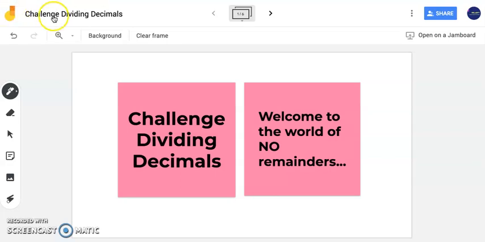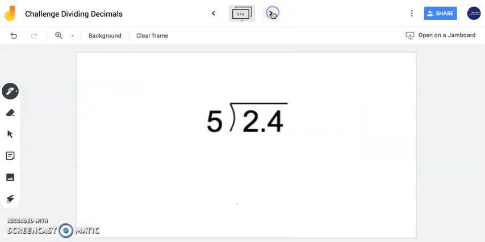Hello, today we're going to learn how to divide decimals. However, today's problems are going to be a little bit more challenging. You are about to discover what to do instead of writing remainder this if you have a problem with a remainder. Welcome to the world of no remainders.